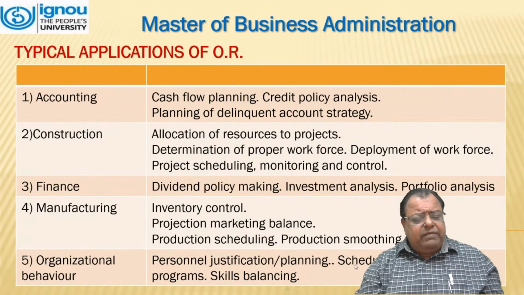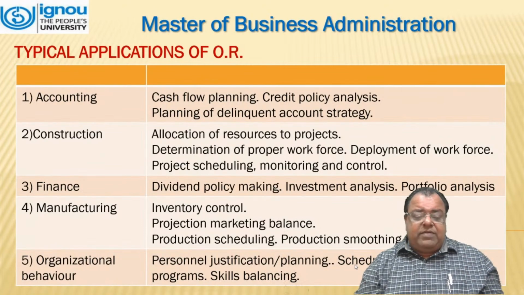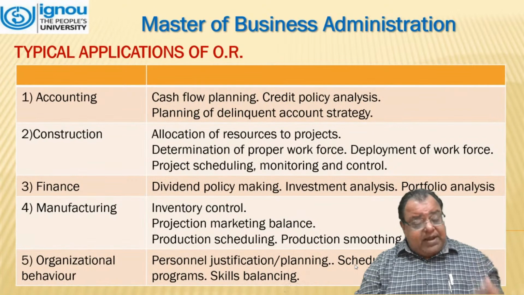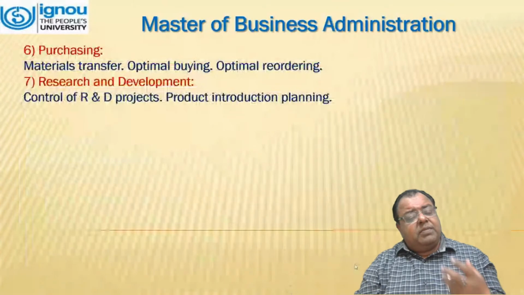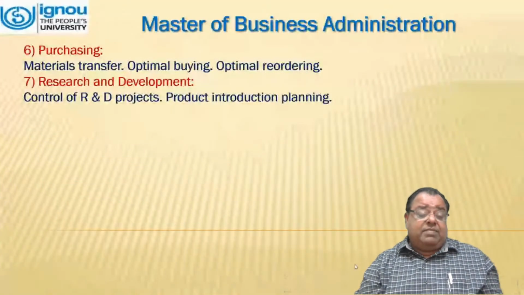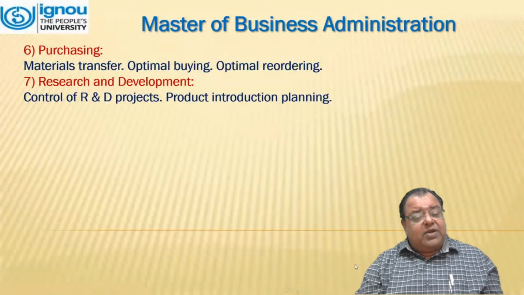Finance: dividend policy making, investment analysis, portfolio analysis. In manufacturing: inventory control, projection, marketing balance, production scheduling, production smoothing. Organization behavior: personnel justification of planning, scheduling of training programs, skill balancing. In purchase: material transfer, optimal buying, optimal reordering, and research and development: control of R&D projects, product introduction planning.